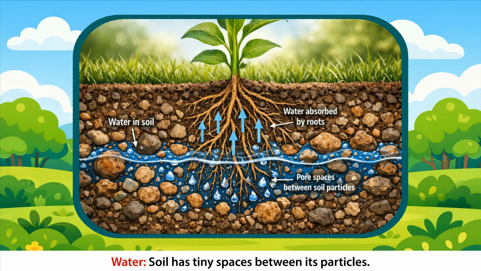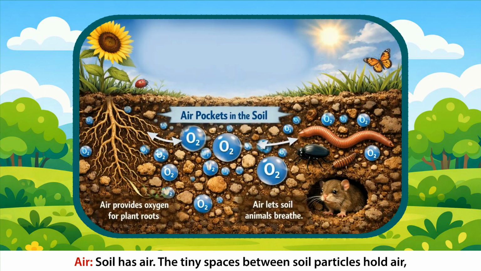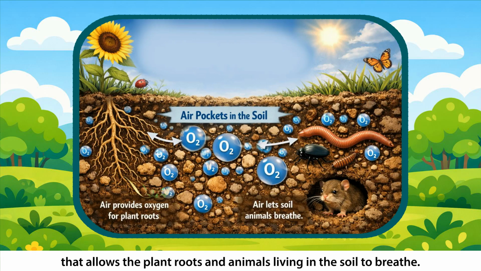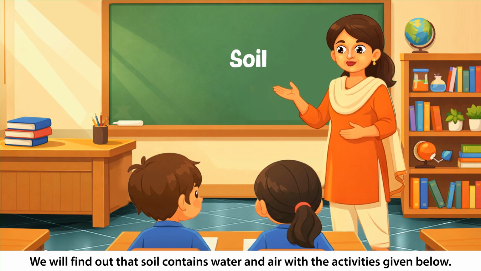Water. Soil has tiny spaces between its particles. These spaces fill with water and plants absorb this water through their roots. Air. Soil has air. The tiny spaces between soil particles hold air that allows the plant roots and animals living in the soil to breathe. We will find out that soil contains water and air with the activities given below.